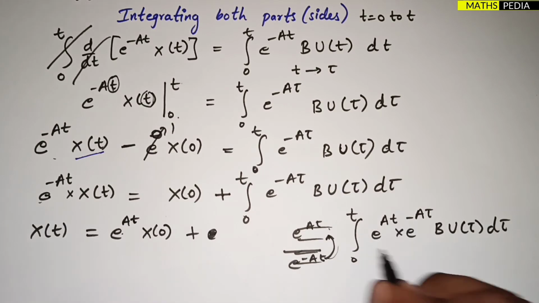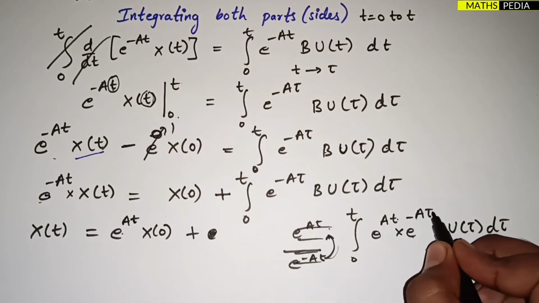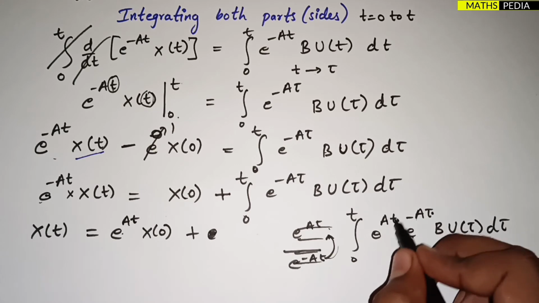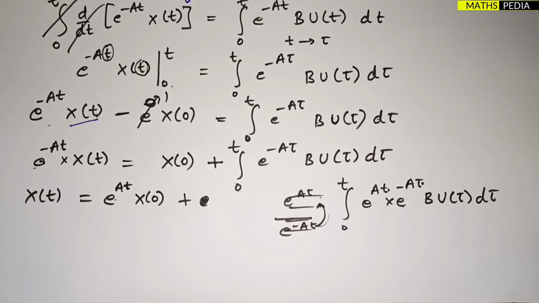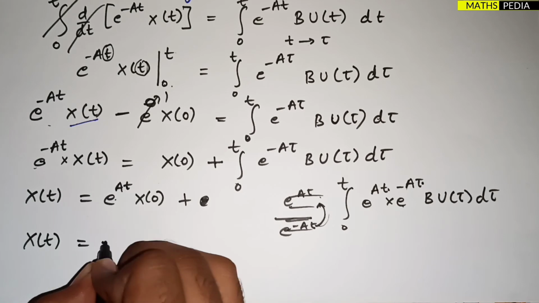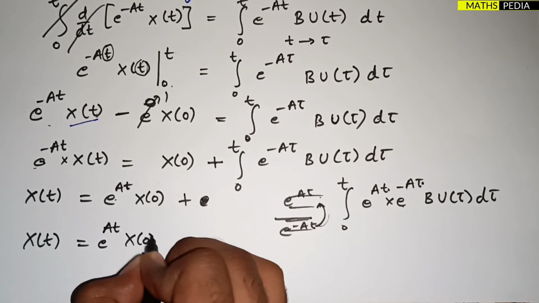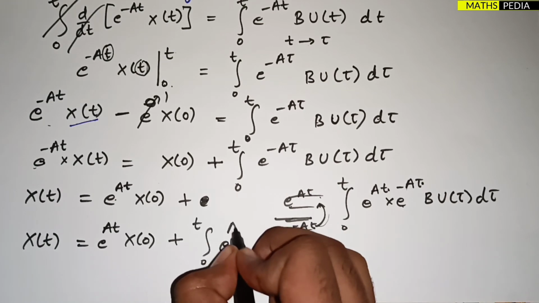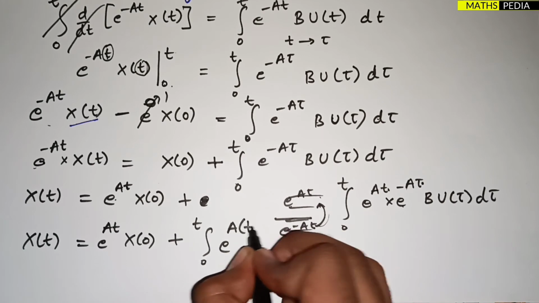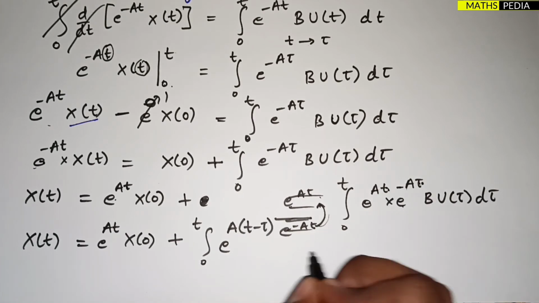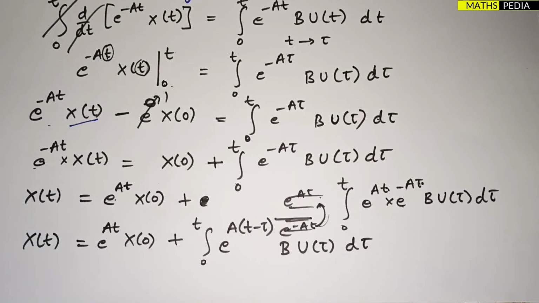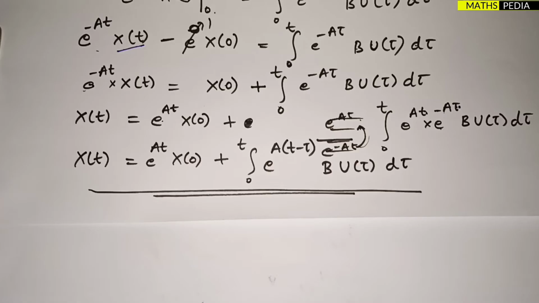Now we have to simplify this part. Since e power at is there and e power minus a tau is there, I can take a common, right? So what will happen here? x of t is equal to e power at x of 0 plus this part, 0 to t e power, I'll take a common here, so what will be here? a into t minus tau, b u of tau d tau. So this will be the final complete solution of the non-homogeneous equation.